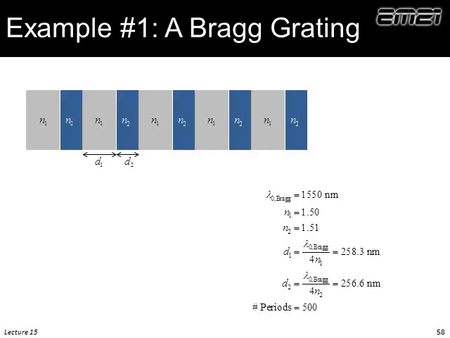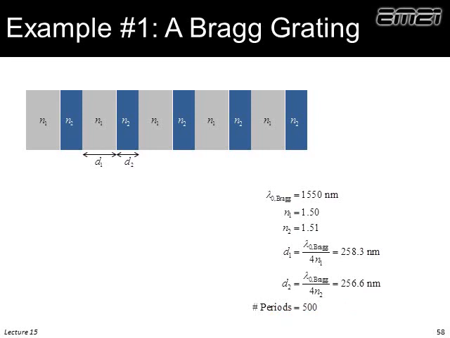So let's do an example. Let's design a Bragg grating. And remember, a Bragg grating is alternating layers of dielectric slabs. Here we have low index, high index, low index, high index. And we're giving these refractive indices of 1.5 and 1.51. So very close, right around 1.5. And we designed this to work at 1.5 microns, or 1550 nanometers. So we designed a Bragg grating, and we let it be 500 periods long.